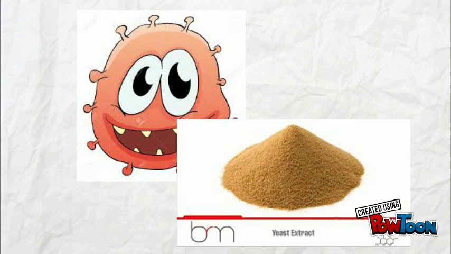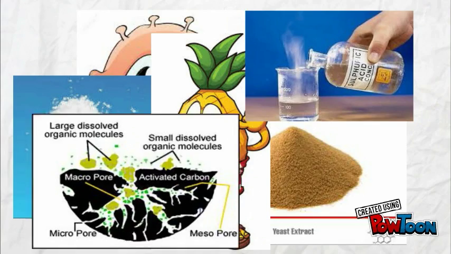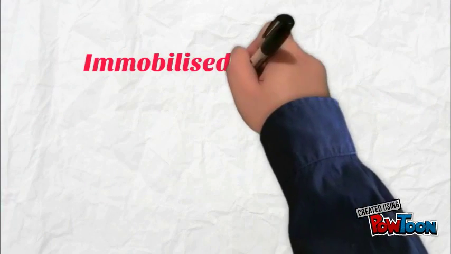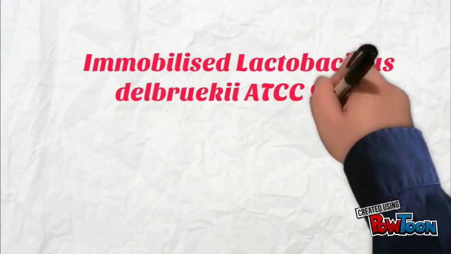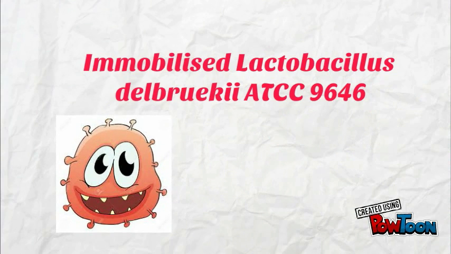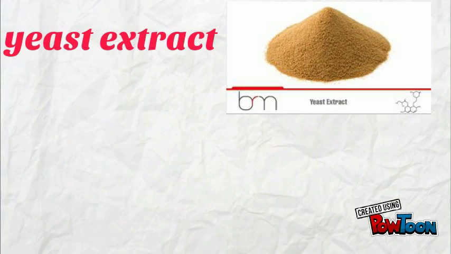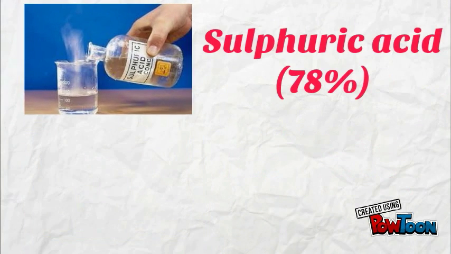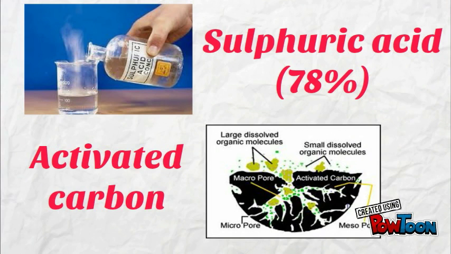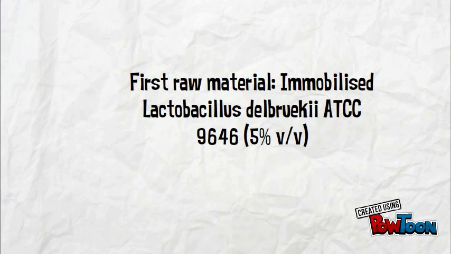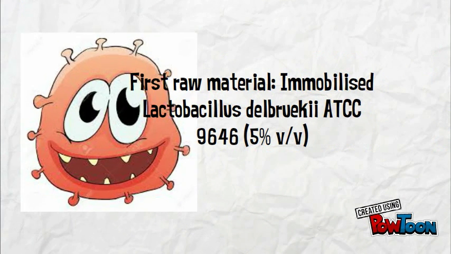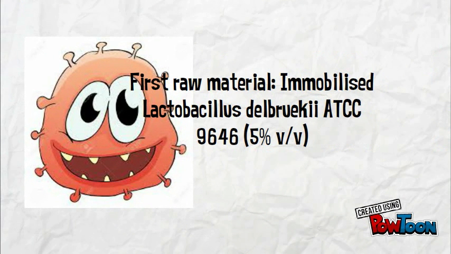We used 6 raw materials for lactic acid production, which are immobilized Lactobacillus delbrueckii ATCC 9646, liquid pineapple wastes, yeast extract, calcium carbonate, 78% sulfuric acid and activated carbon. We introduce the first raw material, which is immobilized Lactobacillus delbrueckii ATCC 9646.